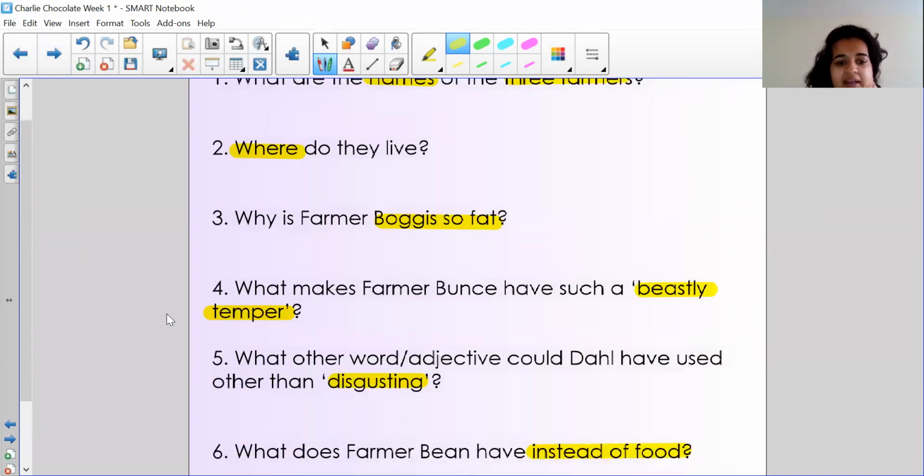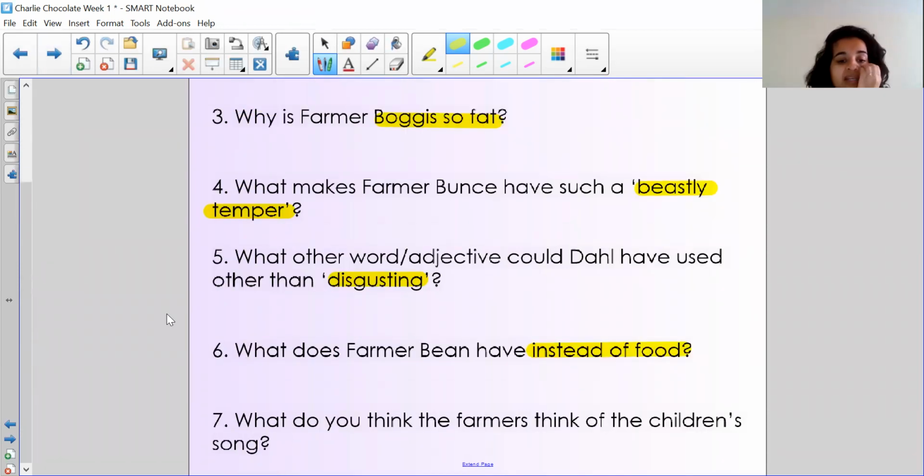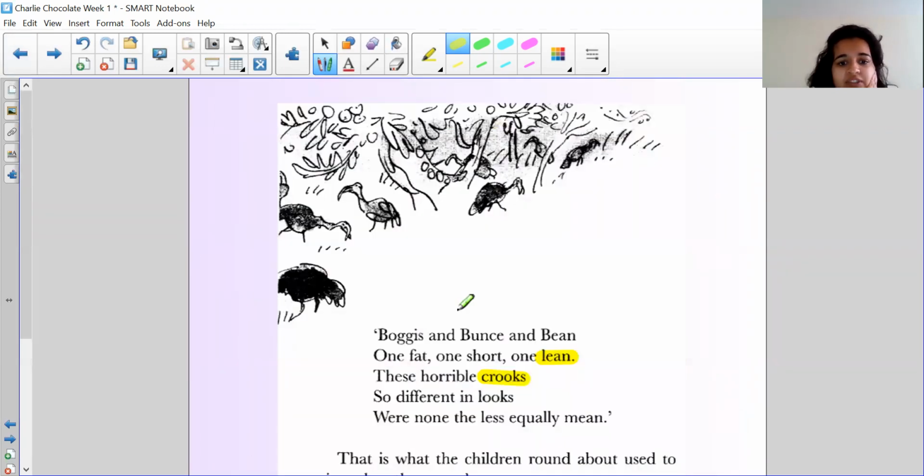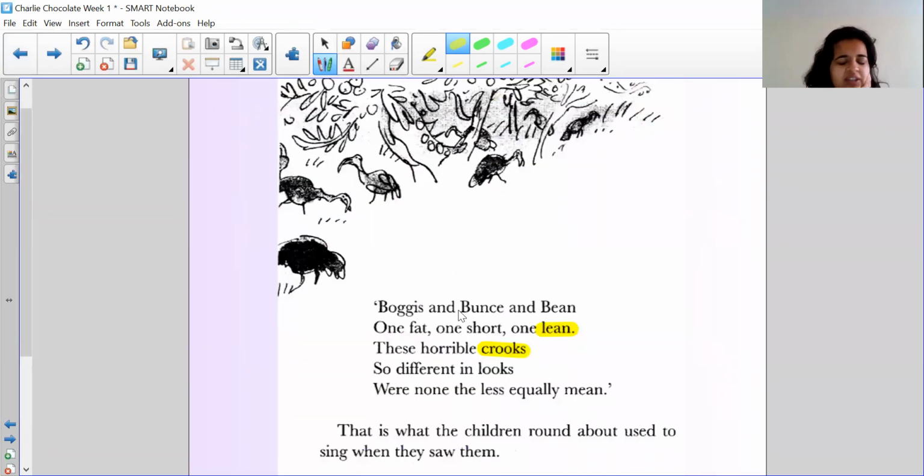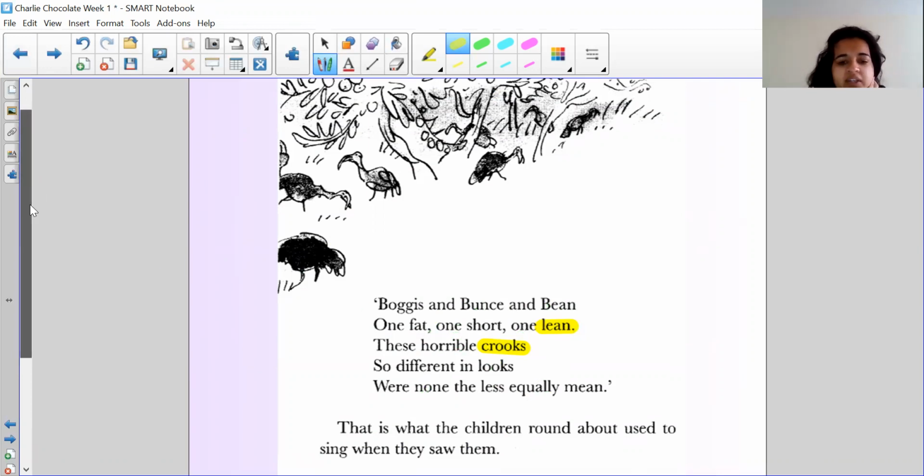Okay, so finally, now this is again, I cannot really help you, but I can guide you. What do you think the farmers think of the children's song? So here was a children's song. What do you think the farmers are thinking of this song? What do Bogus and Bunce and Bean think about this song? Okay, remember, this is a song about them that the children are singing. What do you think the farmers think about this song? Do they think it's a good song? Do they not like the song? And why? Okay, what do you think?